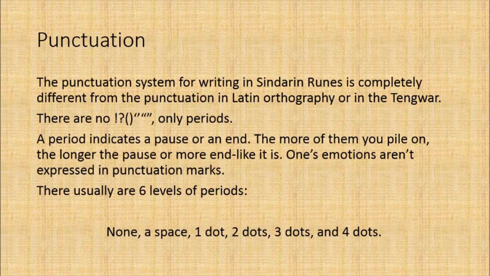The punctuation system for writing in Sindarin runes is completely different from the punctuation in Latin orthography or in the Tengwar. There are no exclamation points or question marks, parentheses, or quotation marks. There's only periods. A period indicates a pause or an end. The more of them you pile on, the longer the pause or the more end-like it is. One's emotions aren't expressed in punctuation marks. There are usually 6 levels of periods: none, a space, 1 dot, 2 dots, 3 dots, and 4 dots.